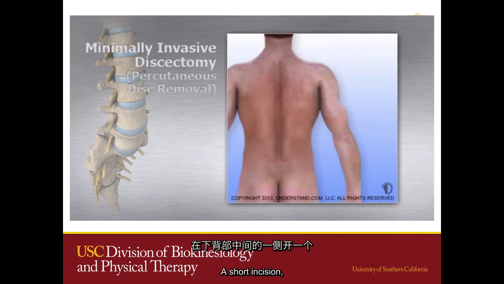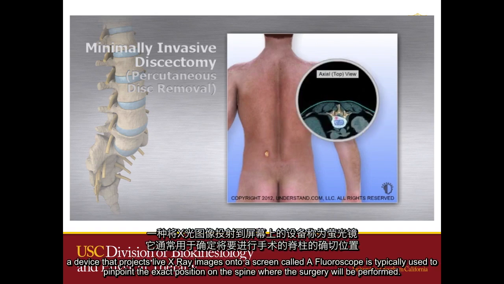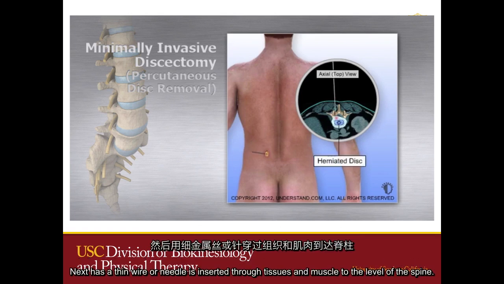A short incision, approximately 2.5 centimeters or 1 inch, is made to the side of the middle of the lower back. A device that projects live X-ray images onto a screen called a fluoroscope is typically used to pinpoint the exact position on the spine where the surgery will be performed. Next, a thin wire or needle is inserted through tissues and muscle to the level of the spine.